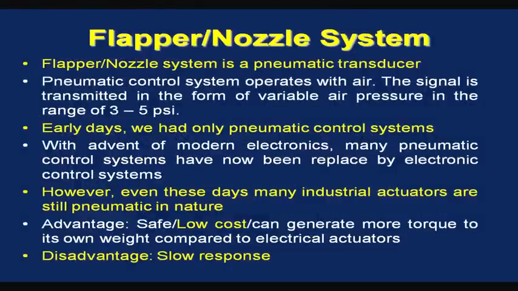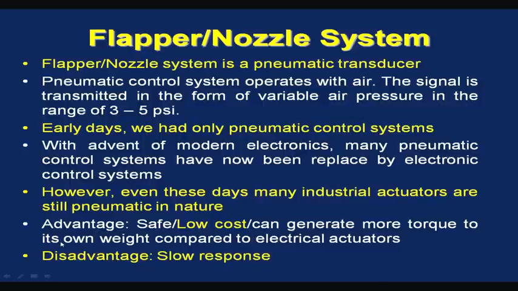So, let us start with flapper nozzle system. Flapper nozzle system is a pneumatic transducer. We know that pneumatic control system operates with air. The signal is transmitted in the form of a variable air pressure in the range of 3 to 15 psi. You have read more about this during discussion on control part of this course. Early days, we had only pneumatic control systems, but with the advent of modern electronics, many pneumatic control systems have now been replaced by electronic control systems. However, even these days, many industrial actuators are pneumatic in nature.